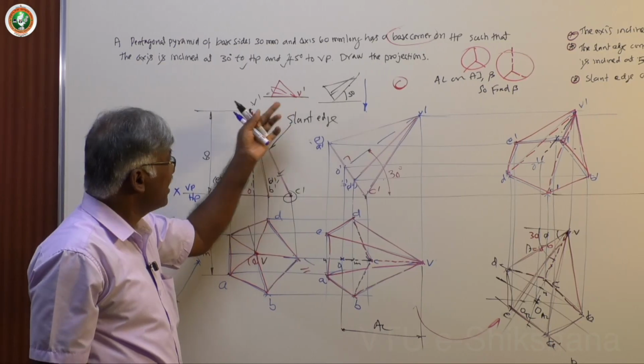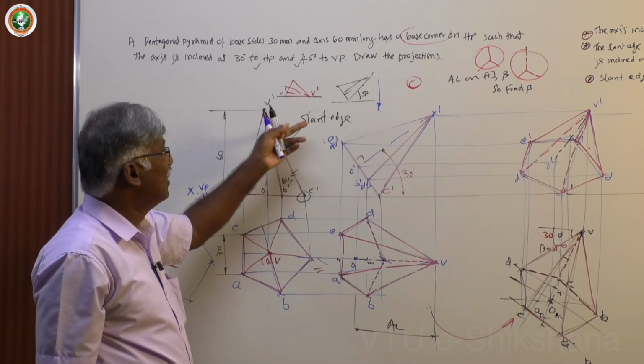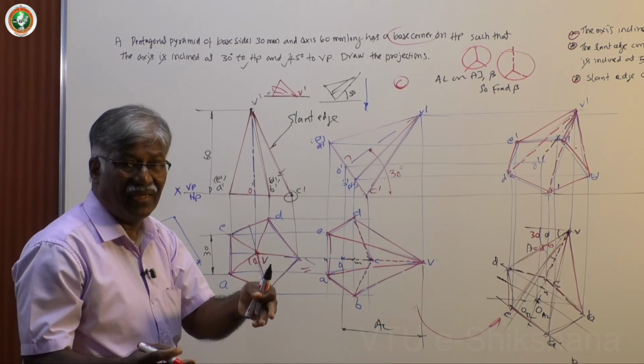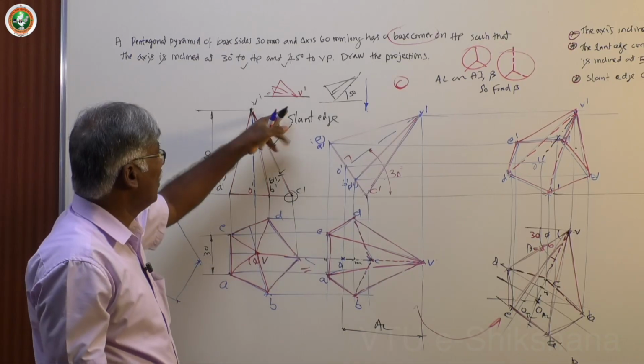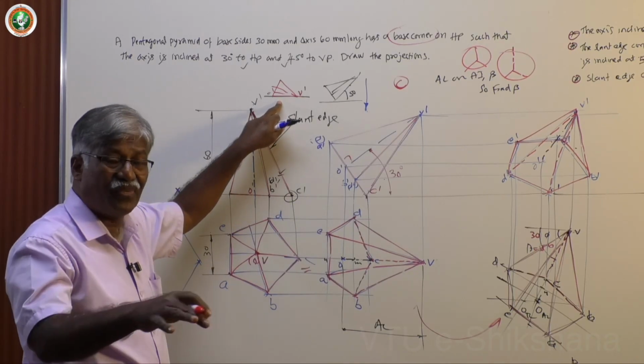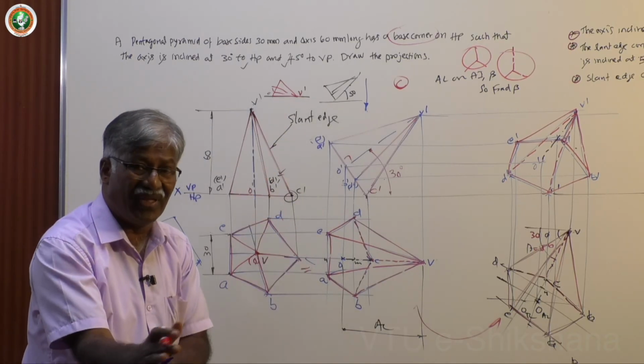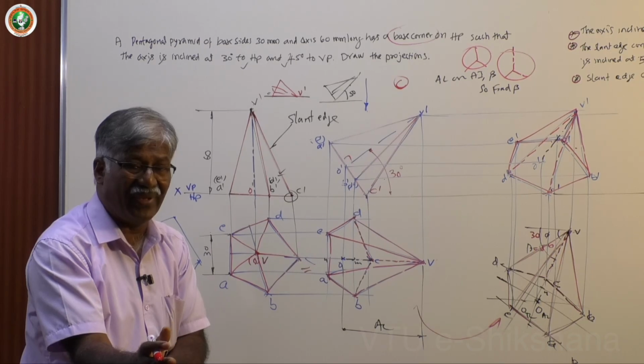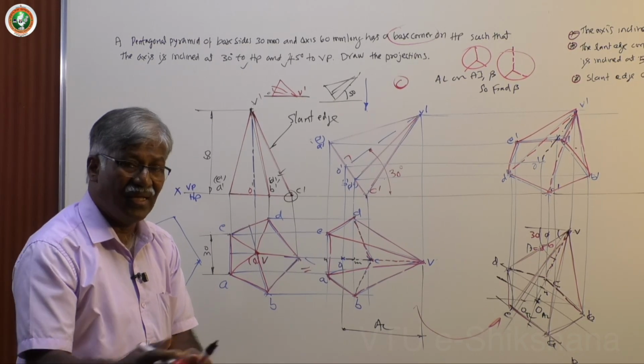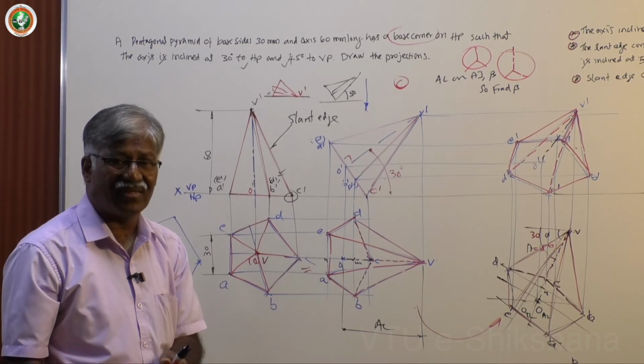So again the same type of question can be asked. Instead of inclination to VP with the axis, they may give the slant edge itself on HP and inclined only to VP. Then apparent length and apparent angle will not be there; it is true length and true inclination. This type of problems we will discuss on the computer.